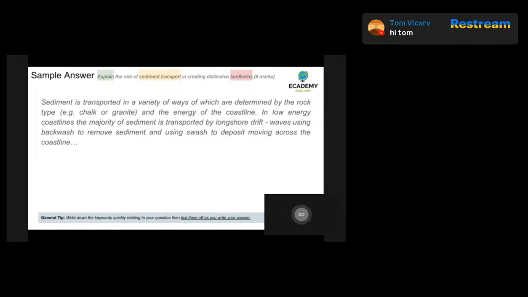So here the candidate has identified that rock type along the coastline is influential in the creation of particular landforms, but goes on to use good keywords and processes such as low energy and longshore drift, and uses keywords like backwash to begin to start talking about the role of sediment transport in the creation of landforms. Again, this is a good way to start writing an answer before you get into explaining how the landforms are created, because it helps to create the context in which this is being referred to.